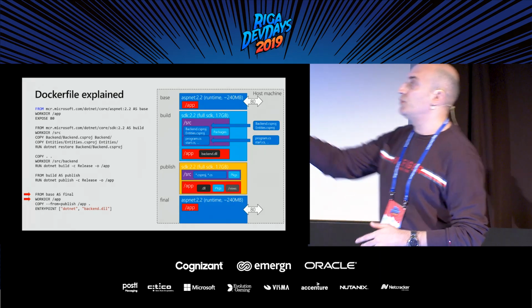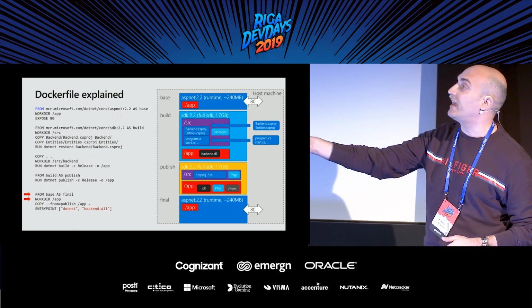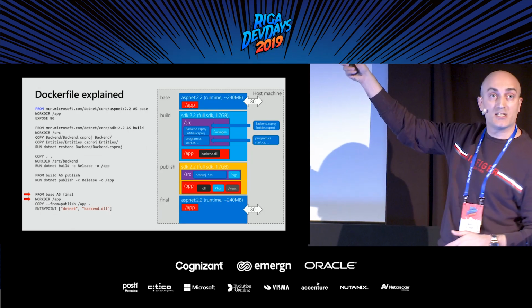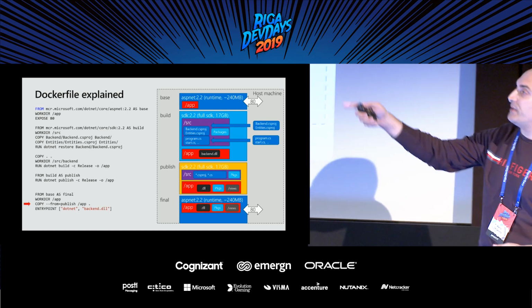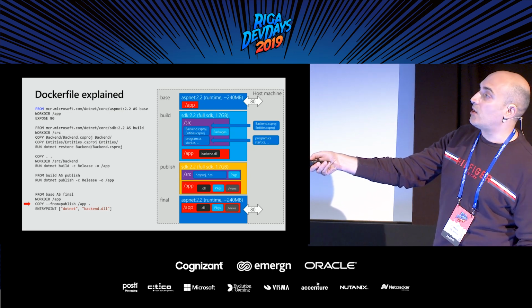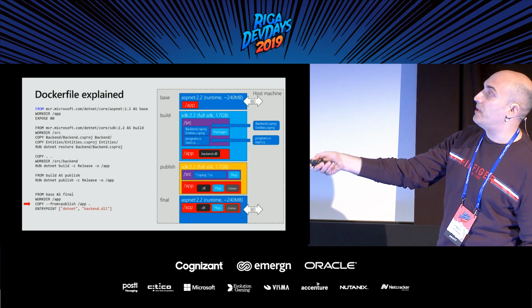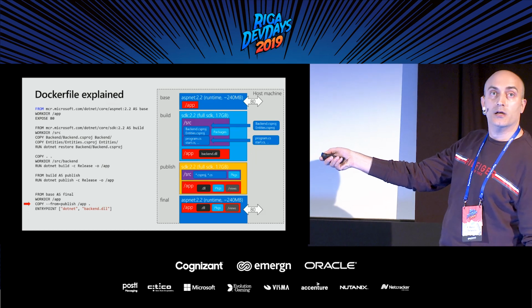Fourth step, Visual Studio creates a fourth image called final, which inherits from base. So this is a small one, okay? And here, what we do is copy the content of /app in publish, this one, onto here.